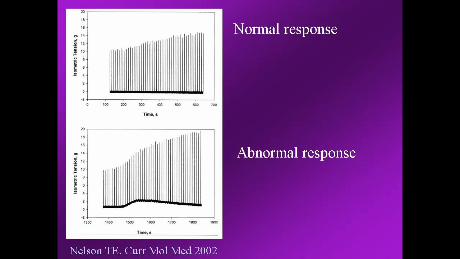These two graphs demonstrate the tension that develops in the tissue bath after the muscle is exposed to caffeine or halothane. Along the x-axis is time, and along the y-axis is tension. You can see in the top graph by the solid line that the tension does not change after exposure to caffeine or halothane. And in the bottom graph you can see that the muscle tension increases after exposure to caffeine or halothane, and this is considered an abnormal response. This patient would be diagnosed with malignant hyperthermia susceptibility.